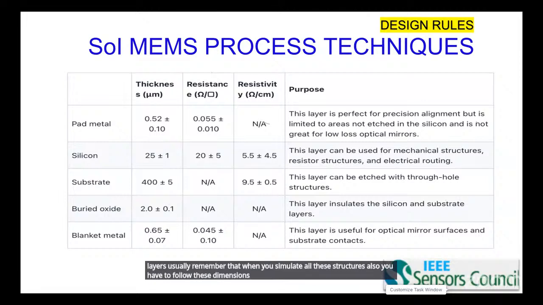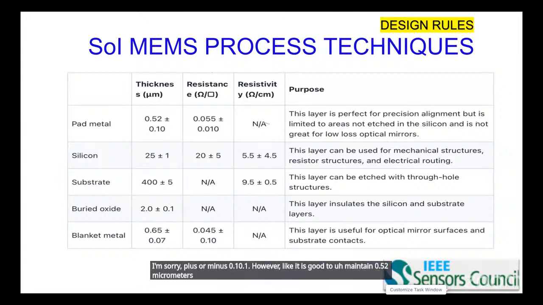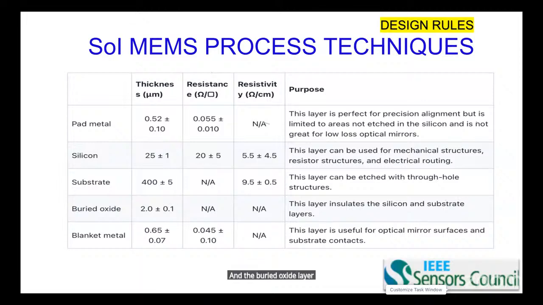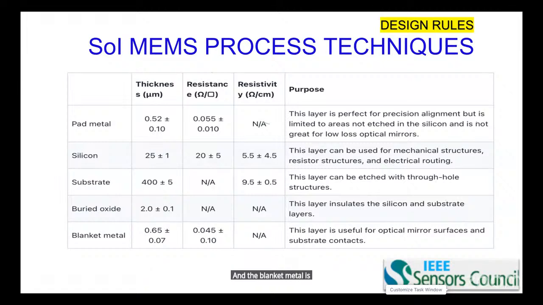Pad metal is 0.52 micrometers. It could be plus or minus 10. I'm sorry, plus or minus 0.1. However, it is good to maintain 0.52 micrometers. And the tolerance for the silicon layer is plus or minus 1. And the substrate is 400 micrometers, so we can go for plus or minus 5. And the buried oxide layer is actually 2 micrometer thickness, so we can have a tolerance of plus or minus 0.1. And the blanket metal is 0.65.